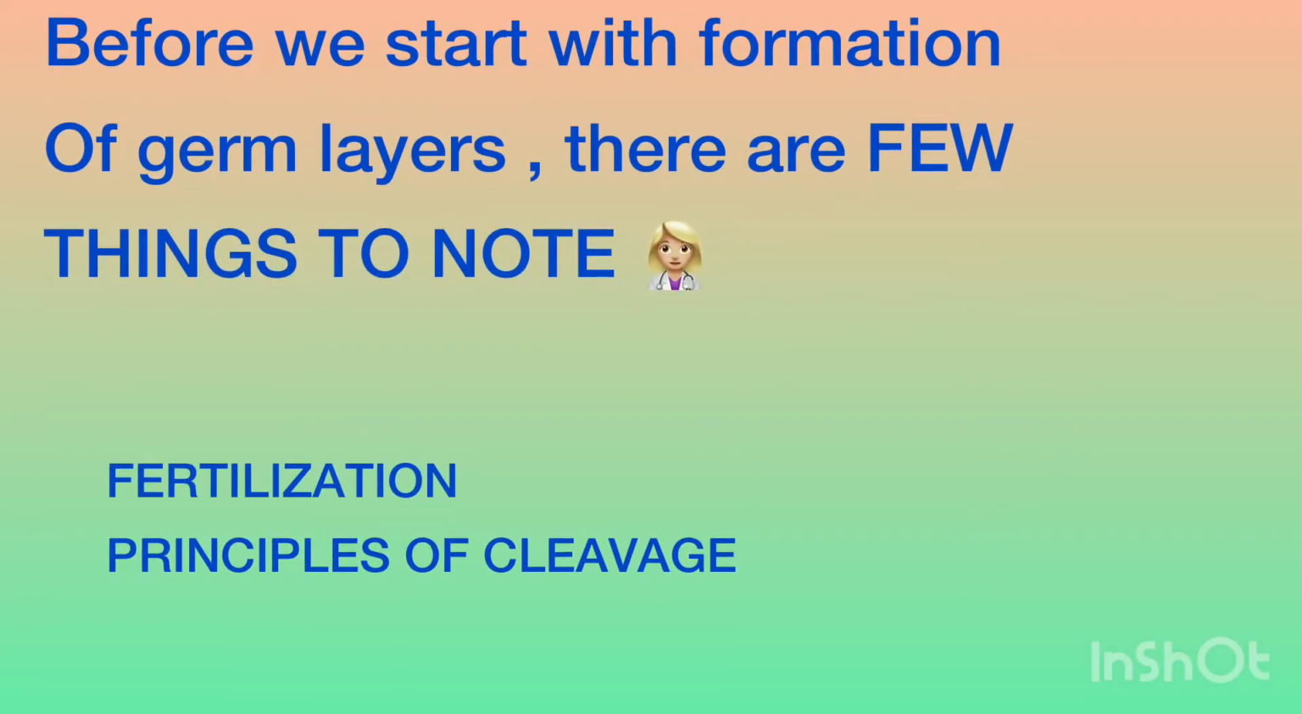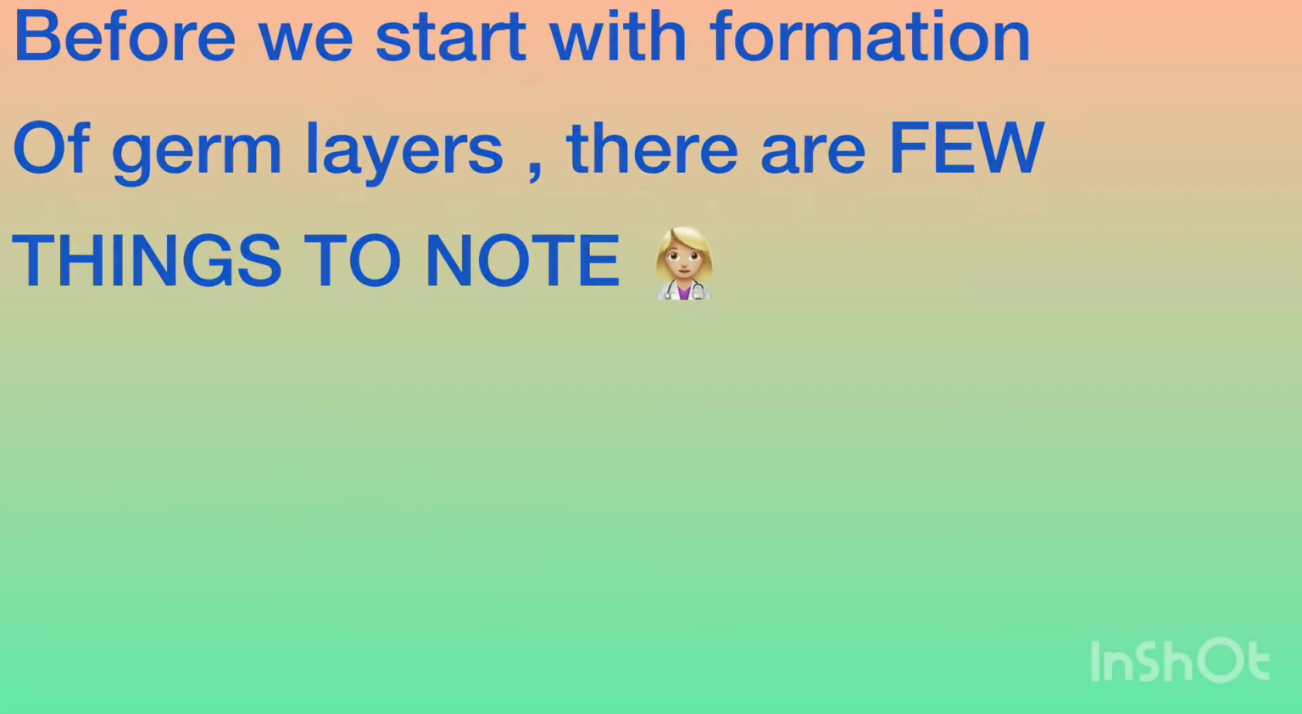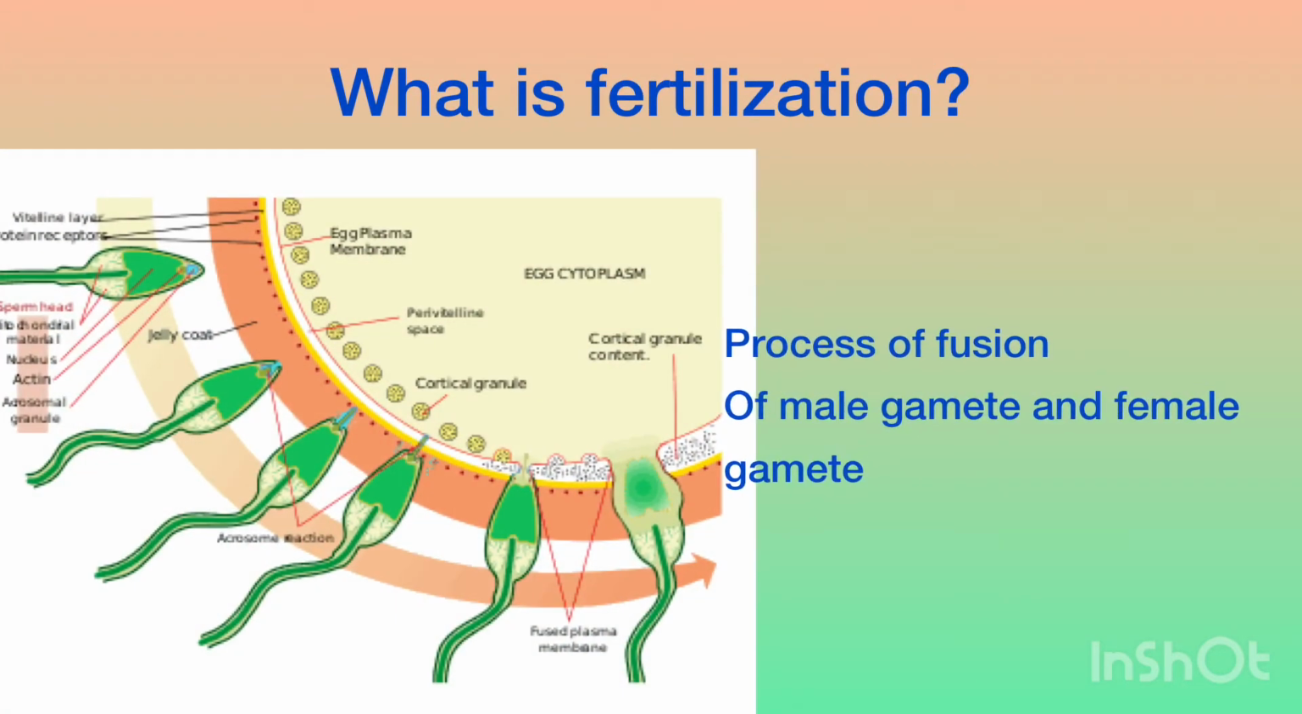Now before we start with the formation of the germ layers, it's very important for us to understand two principal concepts, that is fertilization and second is the cleavage. Now what is fertilization? Fertilization is a process of fusion of two highly specialized, highly differentiated, mature haploid germ cells, that is the ovum, which is the female gamete, and the spermatozoon, which is the male gamete, resulting in the formation of a diploid single cell, that is the zygote.